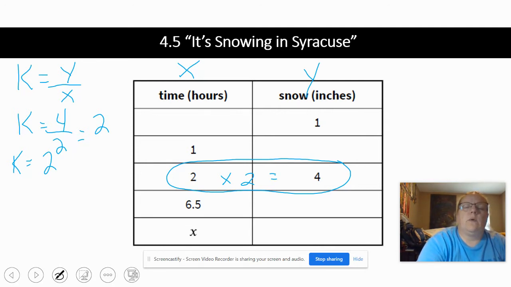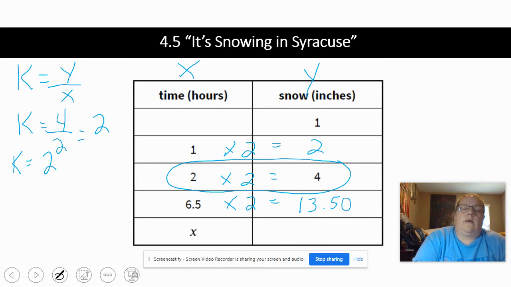And so let's start with this value of 1. 1 times 2 is 2. And let's go ahead and do this one below that value. 6.5 times 2 is 13.5. And then we have these other two values. And we notice that we have the Y value, but we don't have the X value.